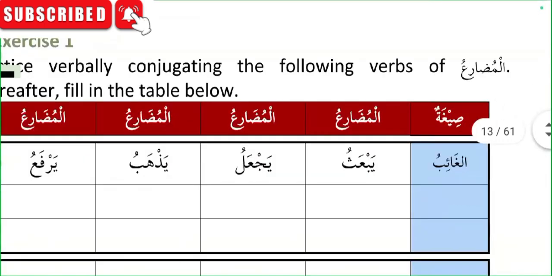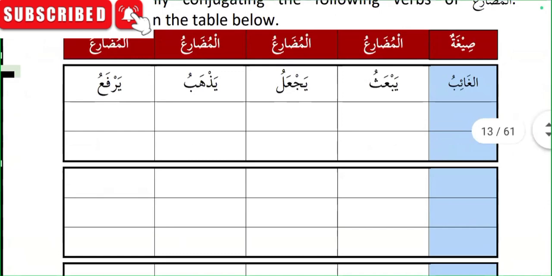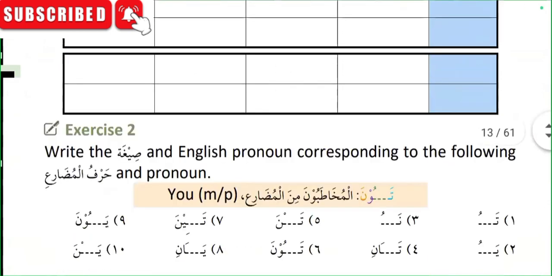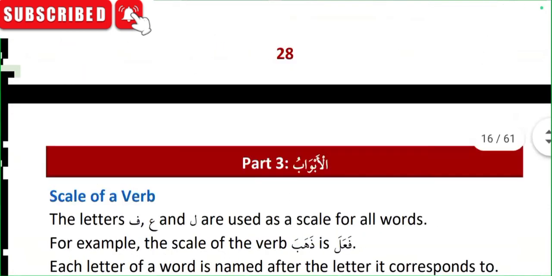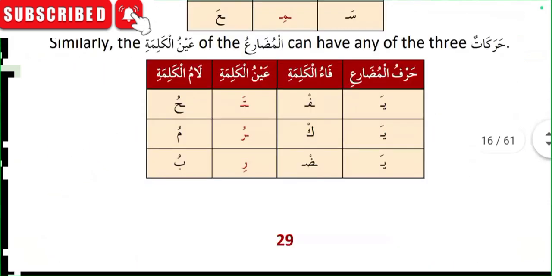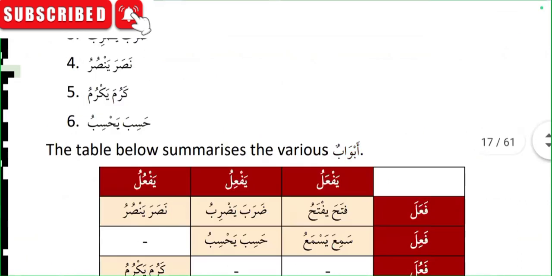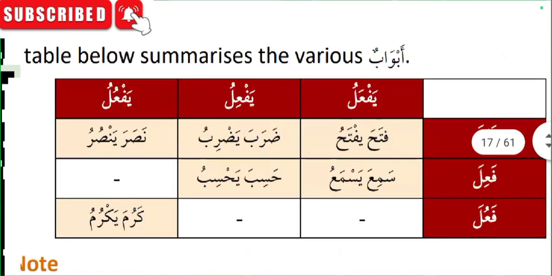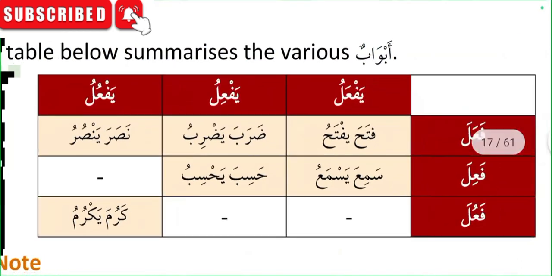Okay, so we practiced yab'asu, yaj'alu, yadhabu, yarfa'u, and in detail we have discussed this all, alhamdulillah. Then we moved on to al-abwab. The abwab are related to the ainul fa'il, the harakat of ainul fa'il, and there are 6 possibilities. I'm summarizing it very quickly because today's lesson is also a little bit long.